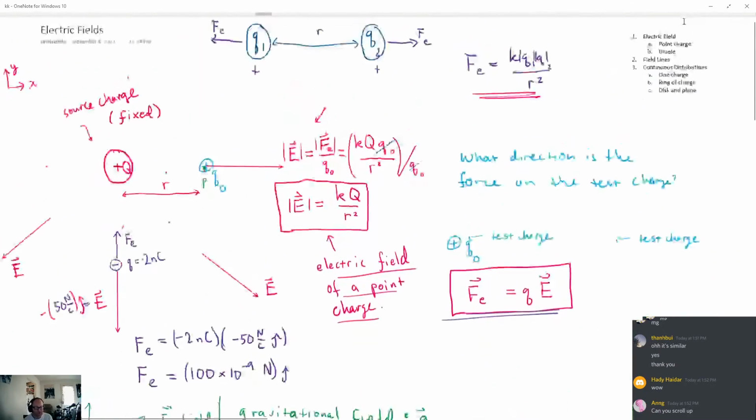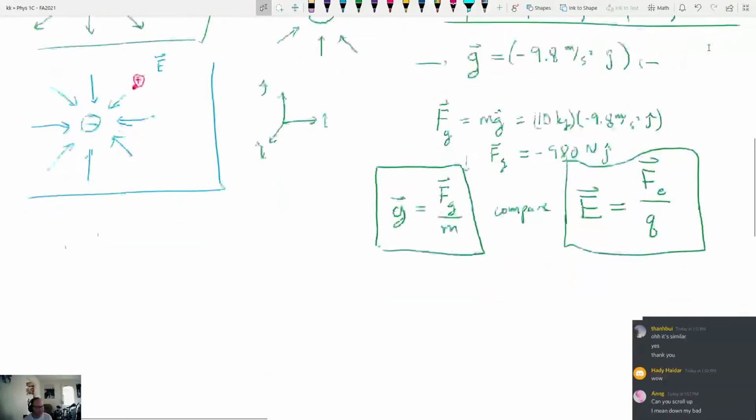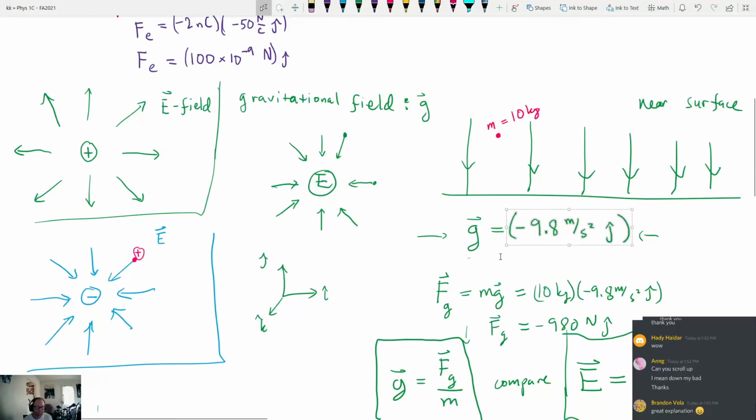All right, so when you think electric fields, you should be comparing it in terms of your own experiences. When you think of electric fields, you should think of gravitational field. That's how they're related to each other. But don't confuse it with force, right? Gravitational force is weight, but gravitational field is negative 9.8 meters per second squared. Those are what they are.